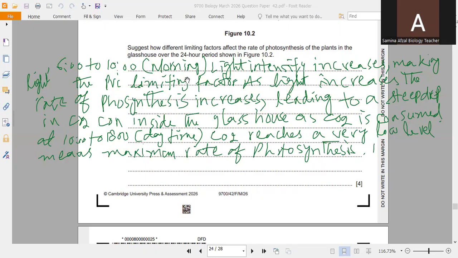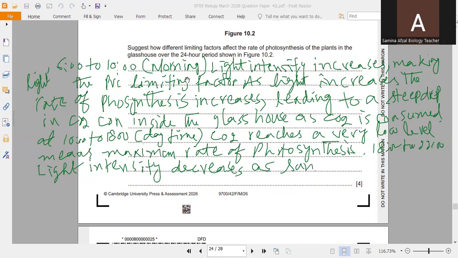And then 18 hour to 22 hour, the light intensity decreases as sunlight fades, becoming the limiting factor again.